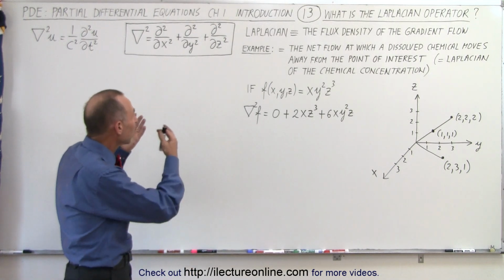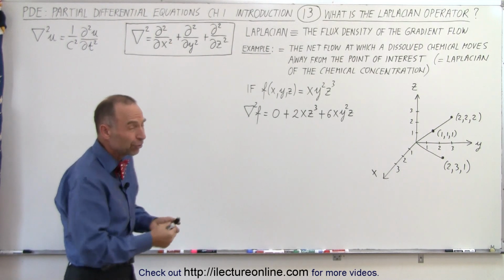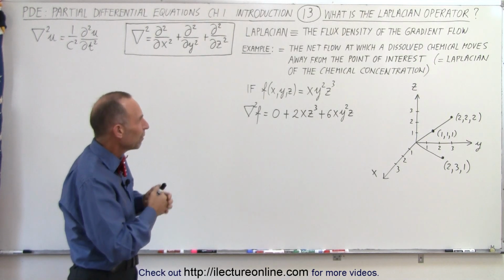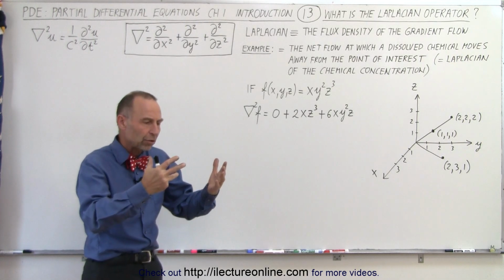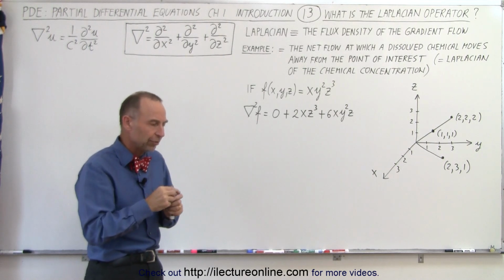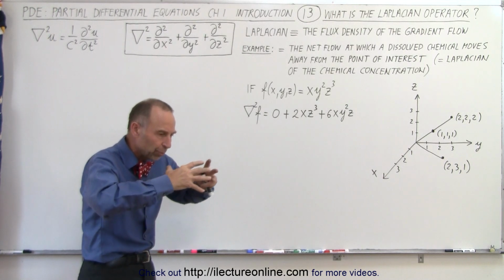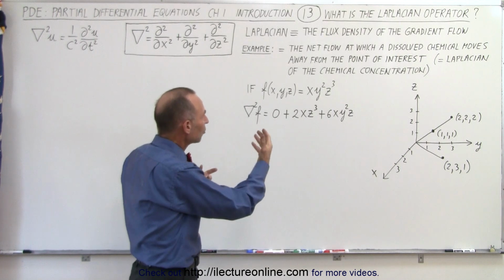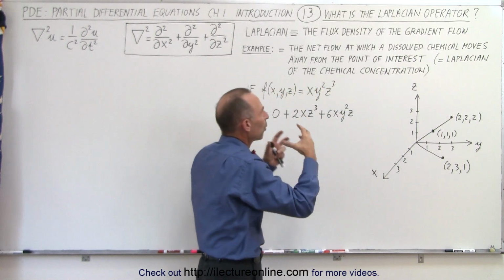What does it mean? What are we doing when we apply the Laplacian? Well, one way to express it is that it's the flux density of the gradient flow. But that still doesn't mean a lot to us. So maybe another explanation might even be better. In the case of the diffusion equation, for example, let's say that we put a chemical, a solid in a solvent, and the chemical begins to dissolve, and the dissolved chemical begins to spread throughout the liquid. We can then take an equation and use the Laplacian and describe the net flow at which a dissolved chemical moves away from the point of interest.